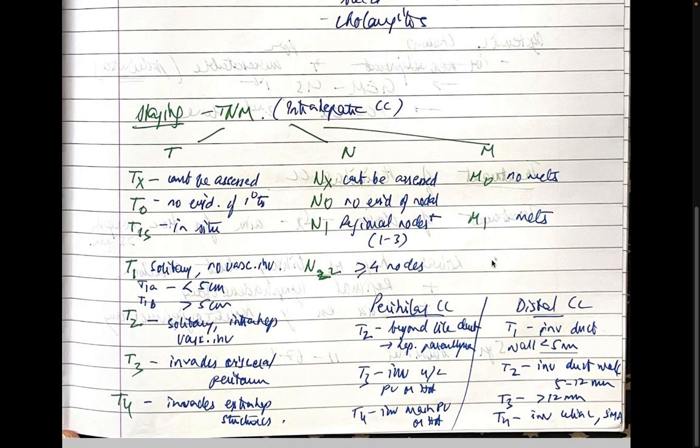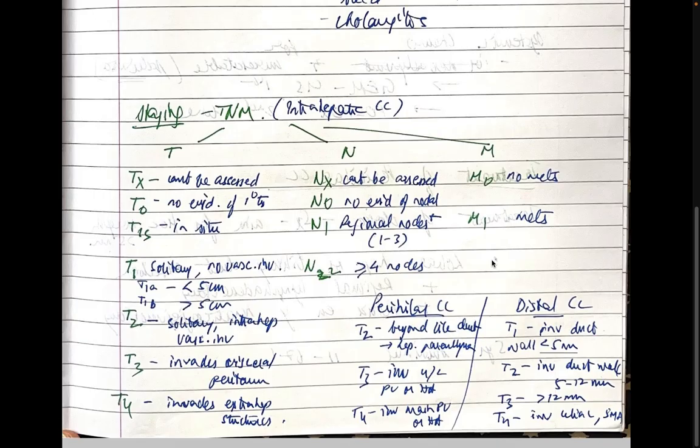Now, the T staging for perihilar cholangiocarcinoma. T2, it goes beyond the bile duct into the hepatic parenchyma. T3 would be involvement of unilateral branch of the portal vein or hepatic artery. But T4 would be involvement of the main portal vein and hepatic artery. So you see how differently the T staging is for intrahepatic and perihilar.